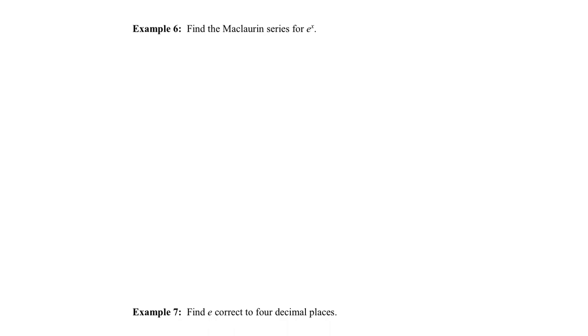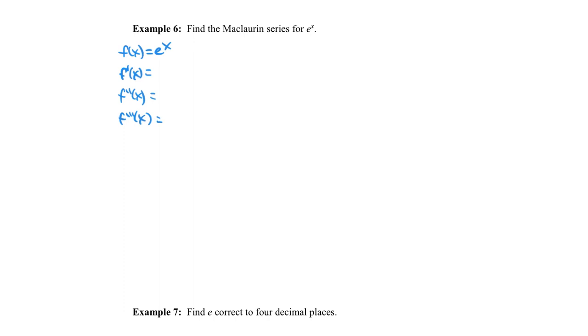So here we are at example 6, and we are asked to find the Maclaurin series for e to the x. So what we typically do with these for Taylor or Maclaurin is we just start off writing down the function f of x equals e to the x. And then we just take some derivatives. So if you go f prime, f double prime, f triple prime.